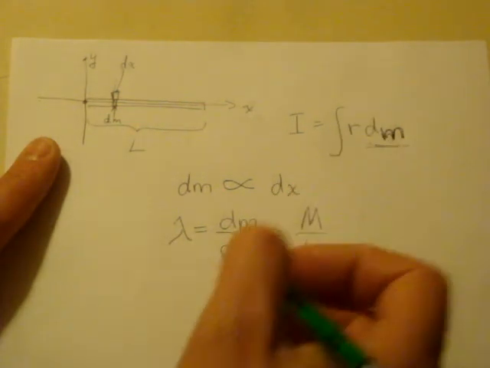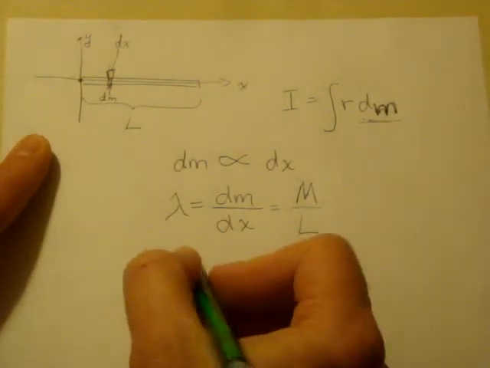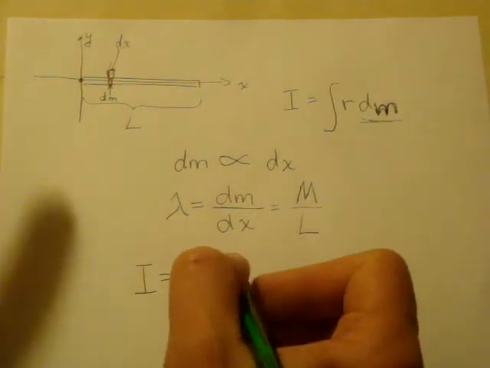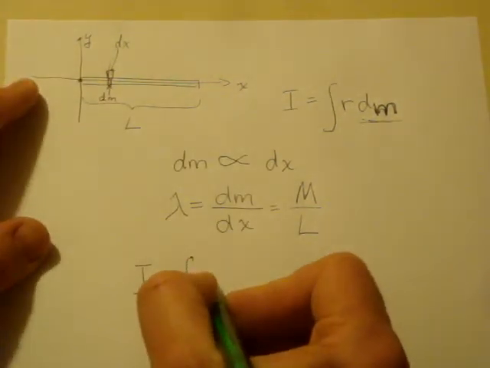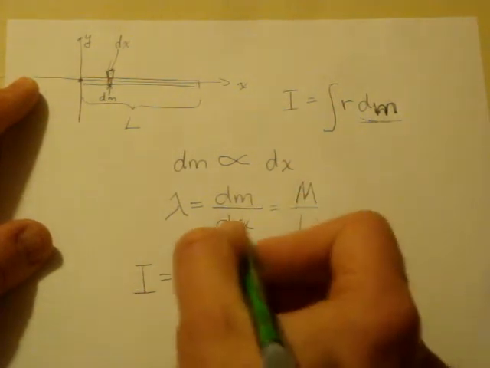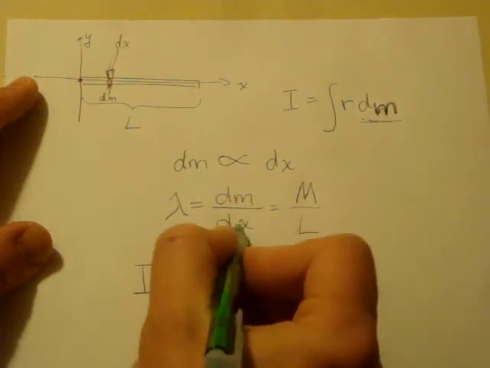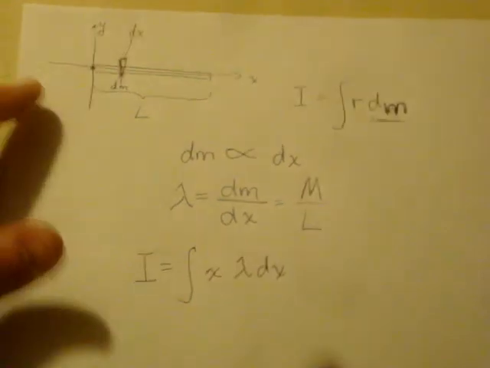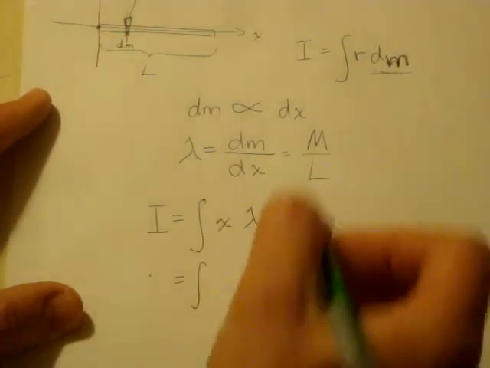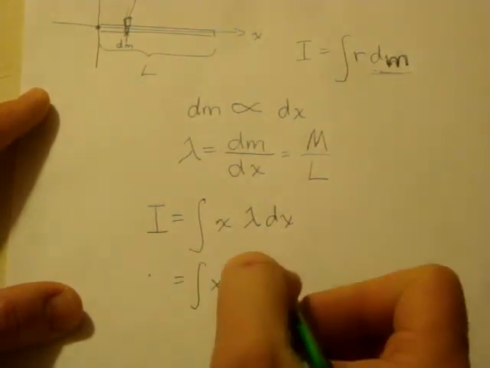So when we go to start plugging this into our expression, we can find the moment of inertia as being the integral of r, which in this situation is only in the x direction, so we have a value of x, times dm, which we can write as lambda dx. Evaluating the next step, lambda is also equal to mass over length. It's mass divided by length.